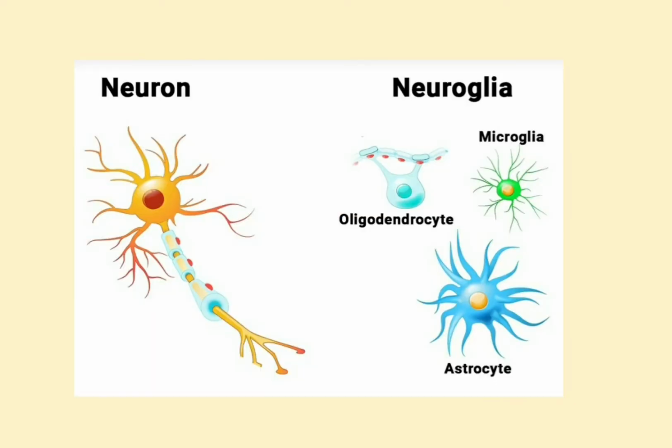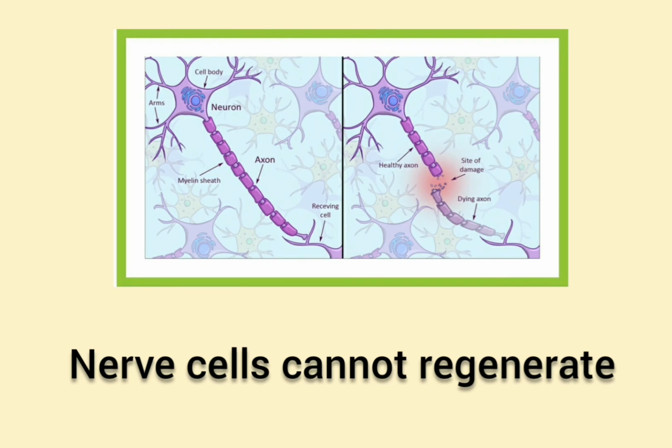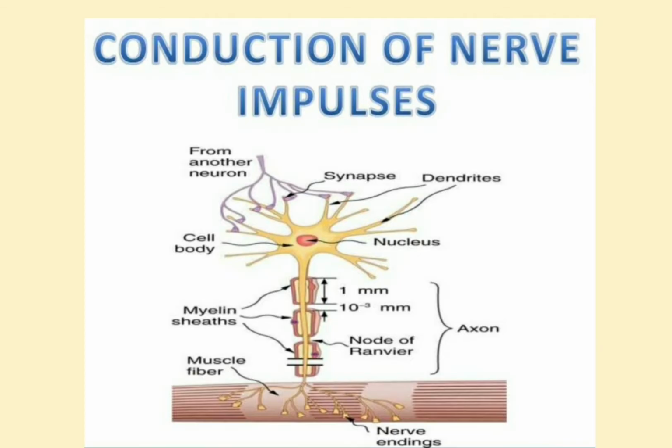Nervous tissue contains two types of cells, the neurons and neuroglia, which is also called the glial cells. The glial cells support the nerve cells. Nerve cells are the only cells in the body which do not have the ability of regeneration. They are specialized cells. Cells of the nervous system are specialized for transmitting stimulus from one place to another.